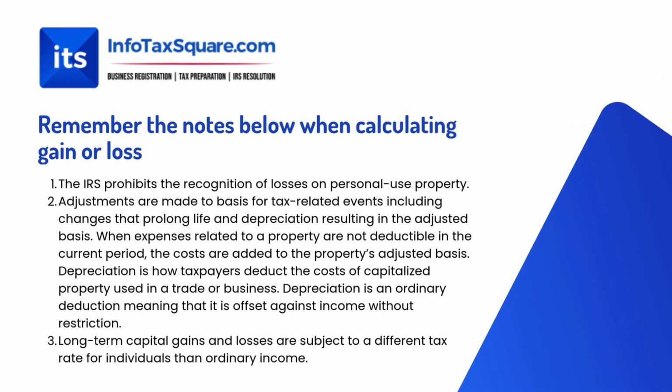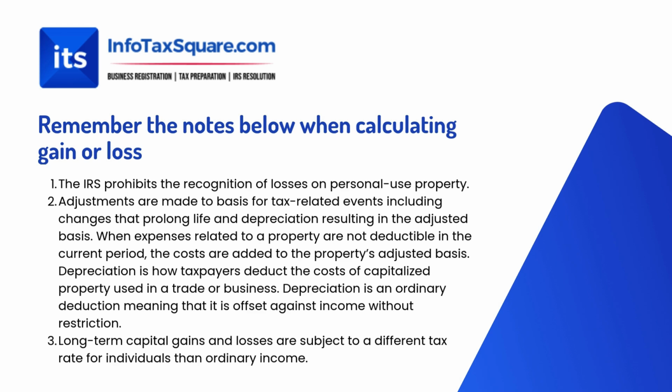Remember the notes below when calculating gain or loss. Number 1, the IRS prohibits the recognition of losses on personal use property. Number 2, adjustments are made to basis for tax-related events, including changes that prolong life and depreciation, resulting in the adjusted basis.